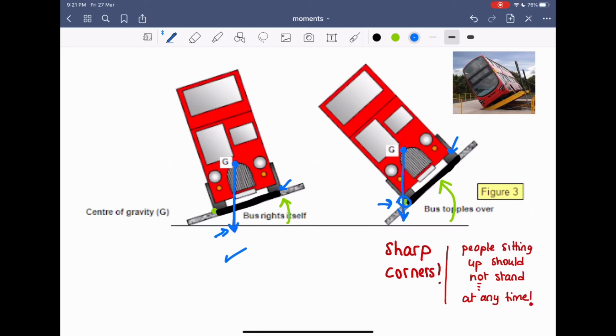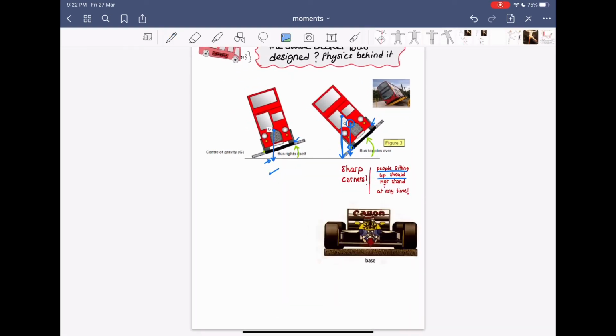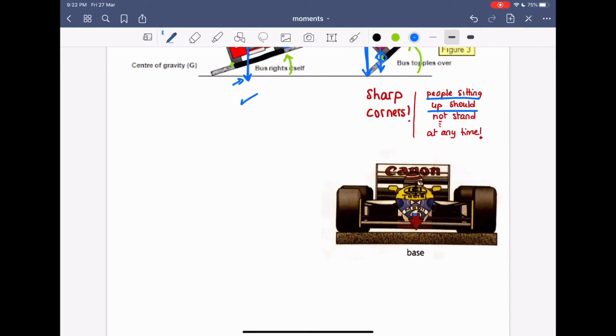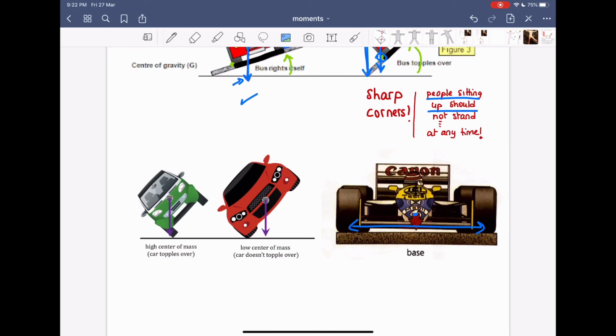This is why people sitting upstairs should not stand at any time, because if they stand, the center of gravity becomes higher, somewhere here. If I draw the arrow now, you can see how it is completely outside the base, so the bus will for sure topple over. Having people in the bus standing up makes the center of gravity higher. This is also the reason why sports cars are designed with a low center of gravity and a very wide base. Same thing with other cars, and you can see how cars nowadays are being designed to be more secure and more stable.